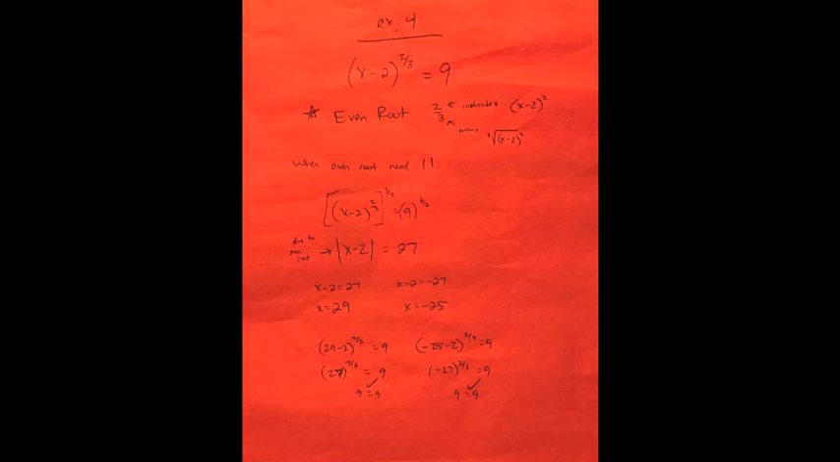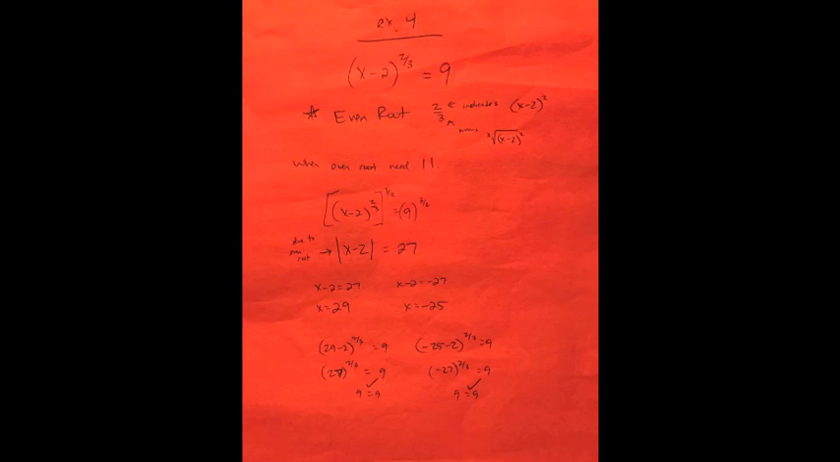Add 2, 27 plus 2 is 29, so we get x equals 29. Add 2 to negative 27, we get negative 25. So right now we have 2 solutions, 29 and negative 25. We need to check them both and make sure they both work and neither are extraneous.